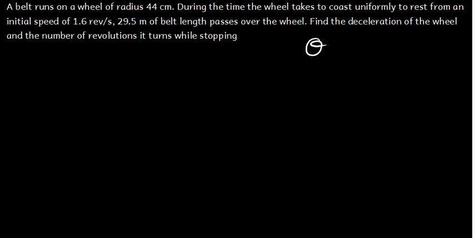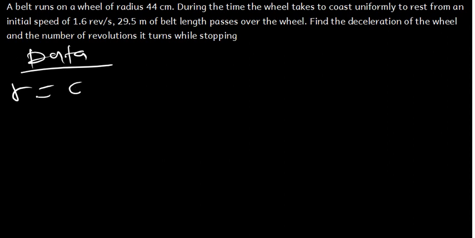Now you can leave your answer in revolutions, but in most cases you have to leave the answer in radians, because the SI unit for this is radian. Now let's have our data. They're saying that we have the radius, which is 44 centimeters. We are going to say 44 divided by 100, which is going to be 0.44 meters.